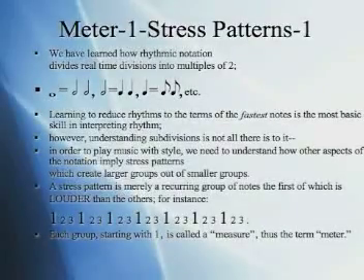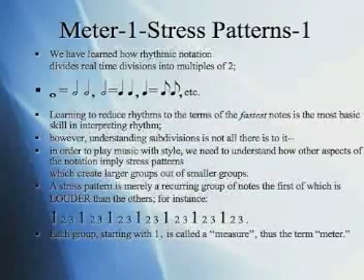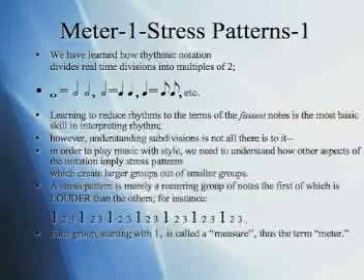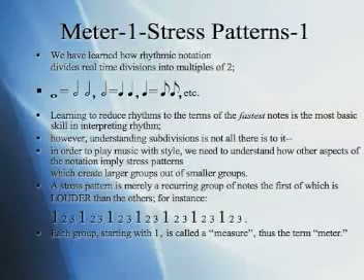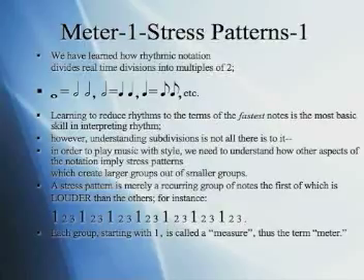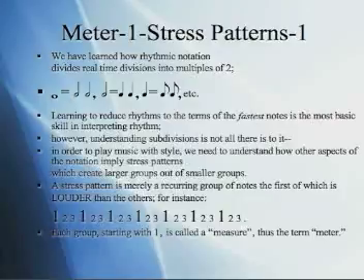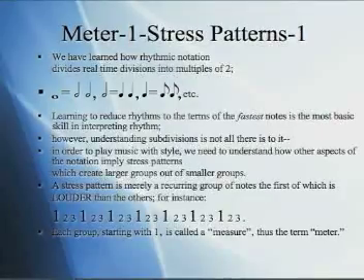So far, we have learned how rhythmic notation divides real-time divisions into multiples of 2. A whole note equals 2 half notes, a half note equals 2 quarter notes, a quarter note equals 2 eighth notes, etc. Learning to reduce rhythms to the terms of the fastest notes is the most basic skill in interpreting rhythm. However, understanding subdivisions is not all there is to it.